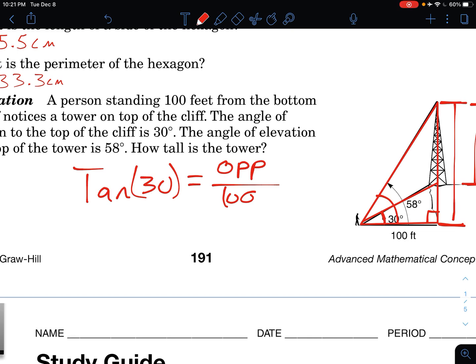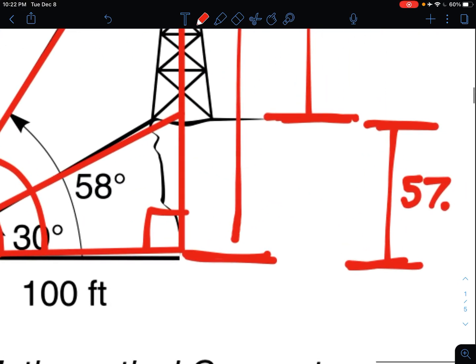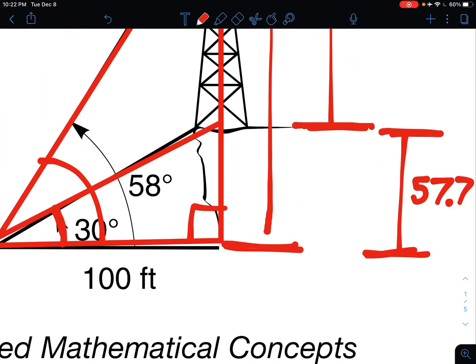So I'm going to be multiplying tangent by 100, and we're going to have 30 inside the tangent function. That's going to give you 57.7 about. And that's going to be the distance from here to here, 57.7. Okay, we found that distance.